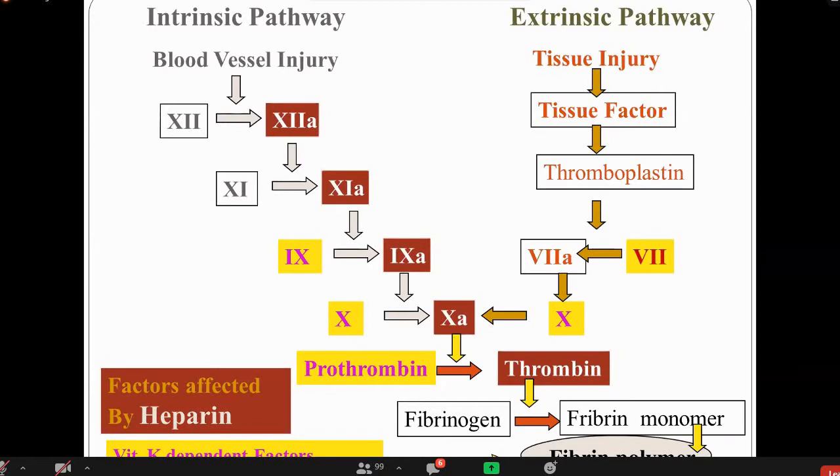So if we are interested in preventing the formation of clot, what can we do? Either one mechanism is to stop the activation of factor 10 or inactivate factor 10. When there is no activated factor 10, there is no activation of prothrombin into thrombin. And when there is no thrombin, there is no formation of fibrin clot, right? So one group that we will discuss will inactivate factor 10. And the drug can also inactivate thrombin, right? So this is important.